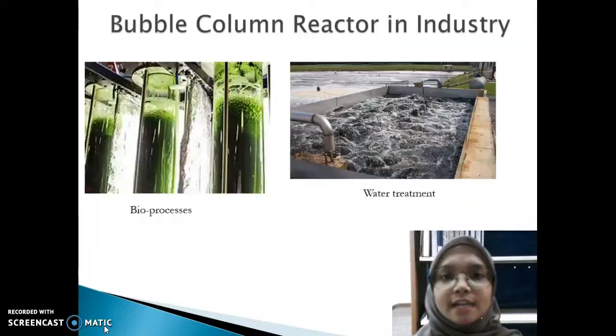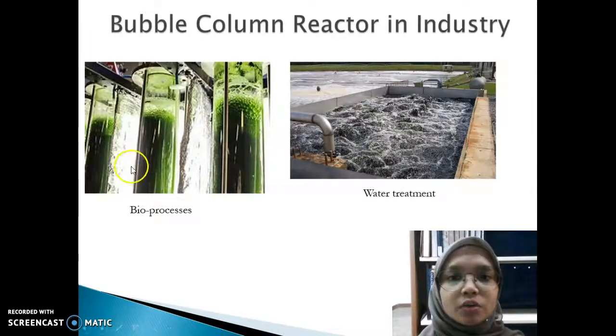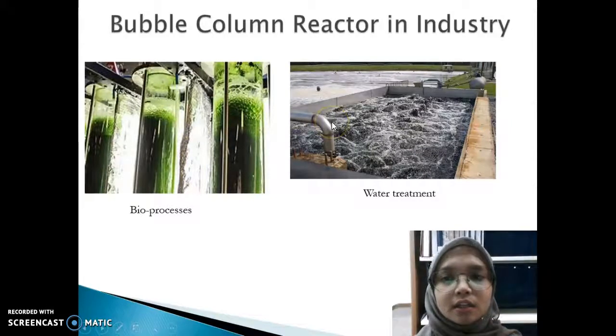Next, I will show you examples of bubble column reactors used in industry. The first picture shows how the bubble column process occurs in bioprocess technology, and the second picture shows the water treatment process in order to get clean water.